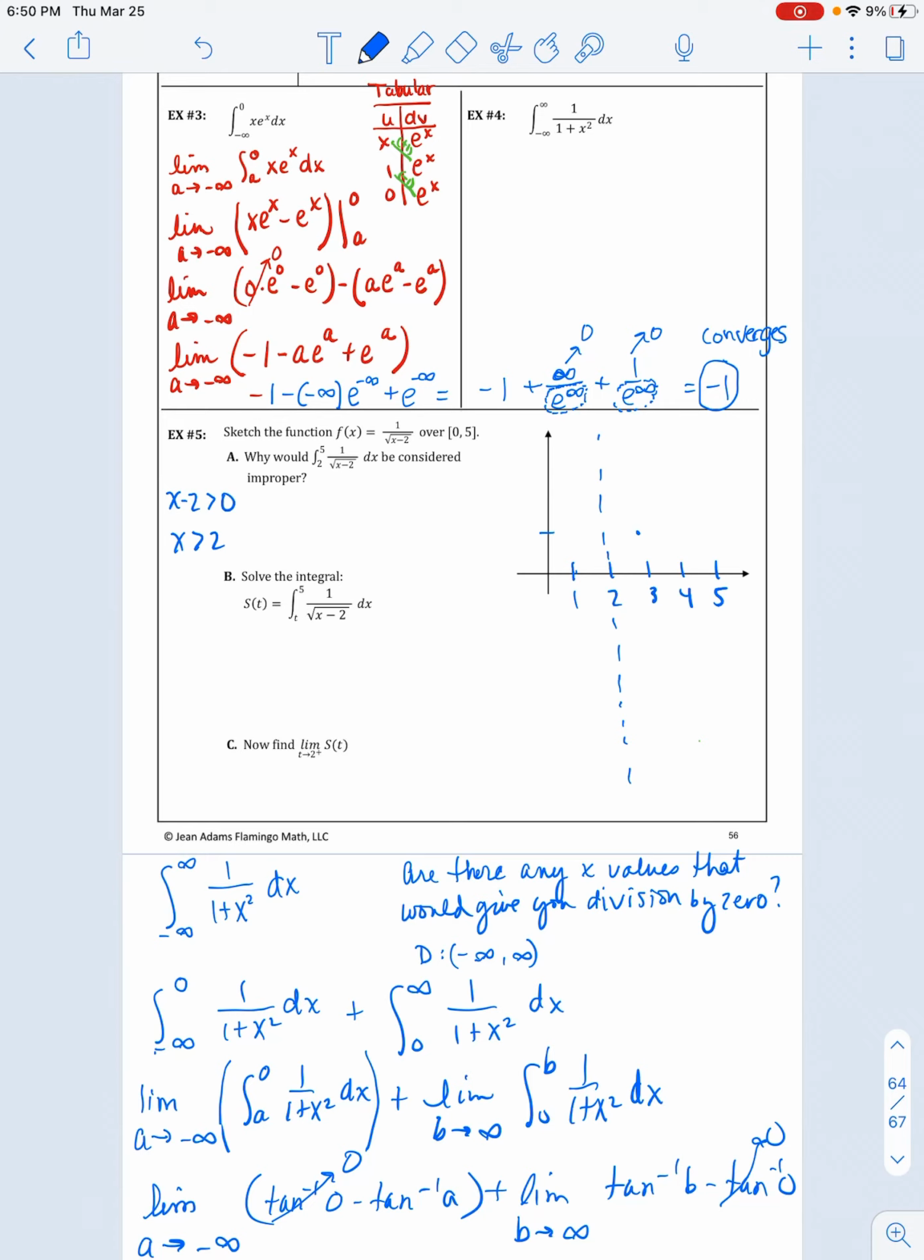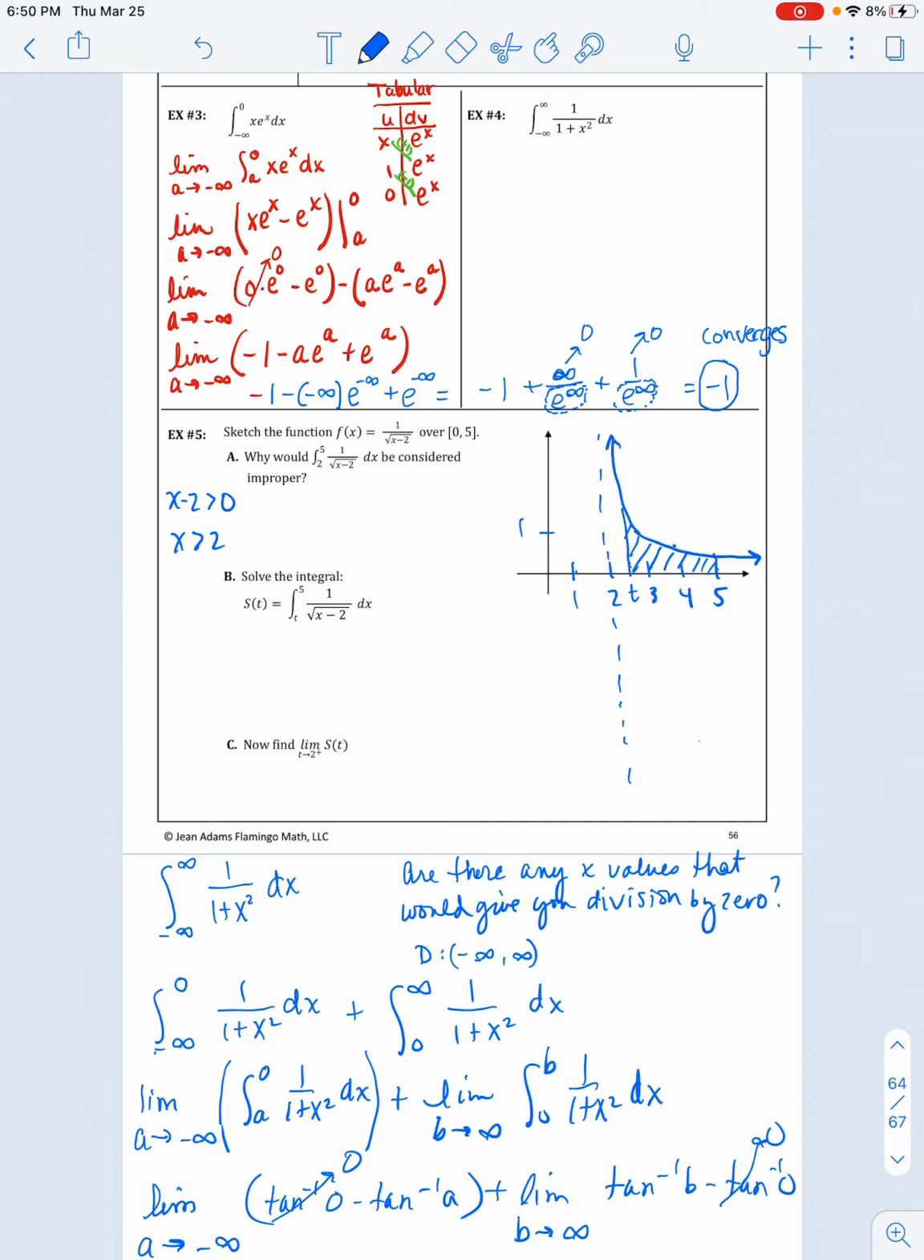And then if I put a 3 in, I get 1. If I put a 4 in, I get 1 over root 2. Put a 5 in, I get 1 over root 3. So this function goes like this. It approaches that 2, and then it approaches 0 here. And so if I was looking to solve the integral from t to 5, I could just pick anywhere to be t. Okay, let's say I pick that to be t. This is a finite value from t to 5, okay?